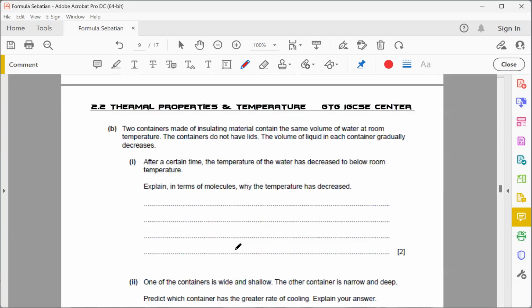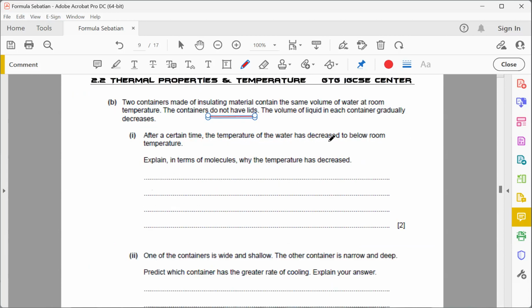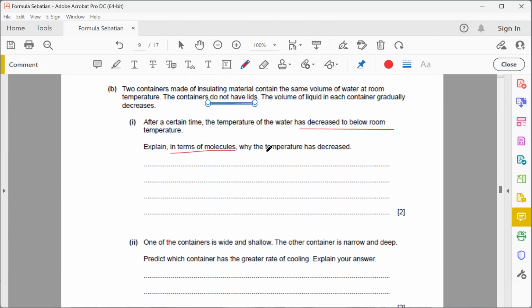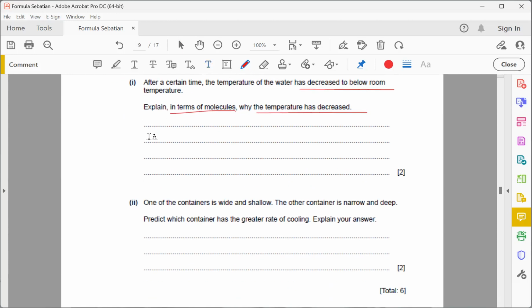Okay. Then after that, this next question here. Two containers made of insulating materials contain the same volume of water at room temperature. The containers do not have lids for evaporation, obviously. The volume of liquid in each container gradually decreases. After a certain amount of time, the temperature of the water has decreased below room temperature, which is what I mentioned just now, right? Because the surface molecules constantly gain energy and escape to the surroundings. Explain in terms of molecules why the temperature decreases. You're going to say, the surface molecules.